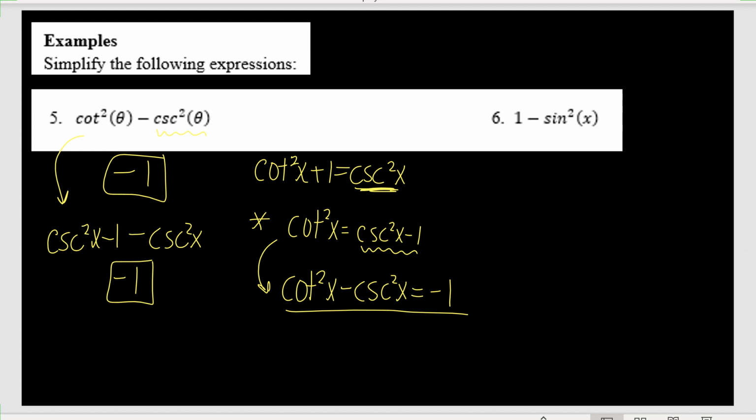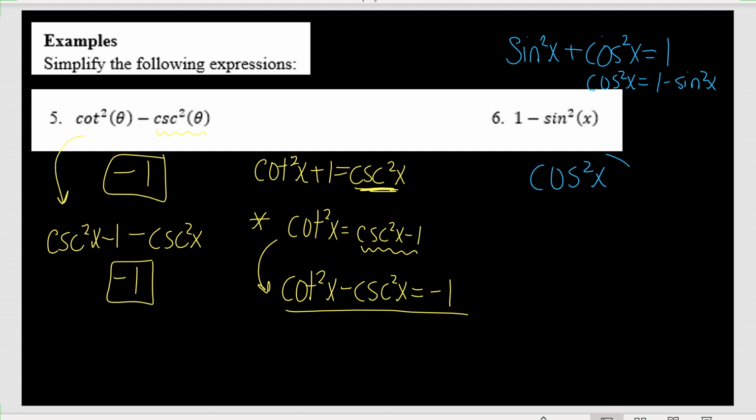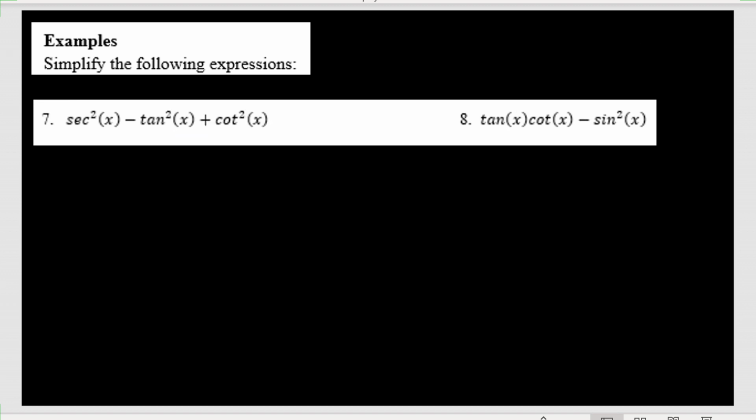All right, number 6, 1 minus sine squared. All right, my identity with sine squared, that Pythagorean identity, sine squared plus cosine squared of x equals 1. If I subtract sine squared from both sides of the equation, I get cosine squared isolated. So 1 minus sine squared is cosine squared. We're done. I love it. I love when we get super easy ones just to practice and see how we can use these identities.